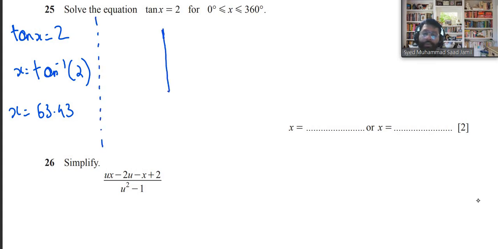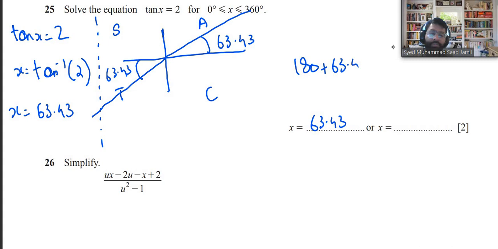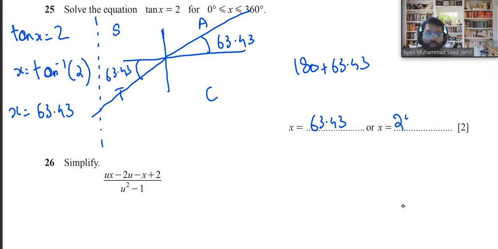Now look, you have a quadrant like this. This thing is 63.43. And where else is tan positive? In this quadrant. So this is 63.43 plus 180 because we are going all the way till here. So one value is 63.43. The other value is 180 plus 63.43, which is 243.43. So 63.4 and 243.4, one decimal place. Okay.